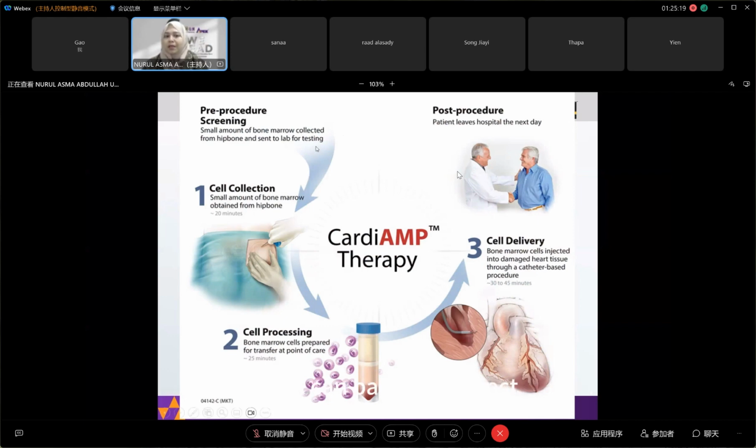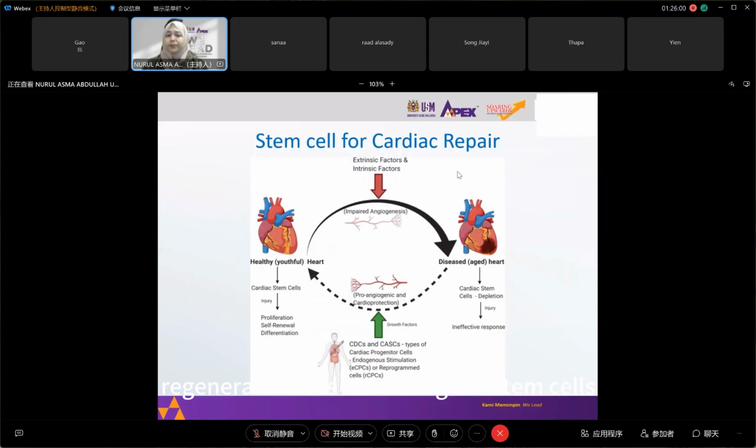You can collect the source of stem cells from the bone marrow. The collection of bone marrow is from the patient himself, meaning that in this case we use his own cells. So collect from the marrow, process, get the marrow cells and transfer to the damaged heart tissue through a catheter-based procedure. They use a catheter and inject near the area of damaged heart tissue, and allow your body to regenerate on its own using the stem cells.